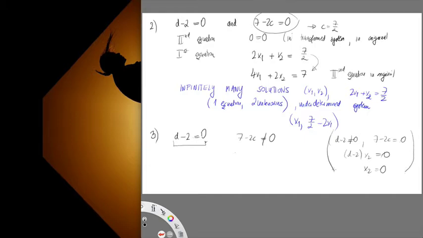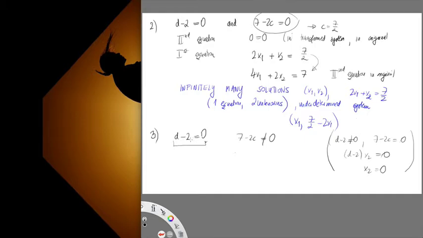What was the first one? The last one was underdetermined, and the first one was just a unique solution. So it's just a regular system: when I have 2 equations and 2 unknowns and all equations are independent, then I have a unique solution.